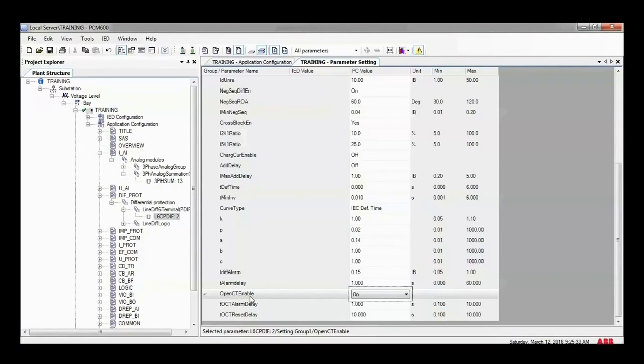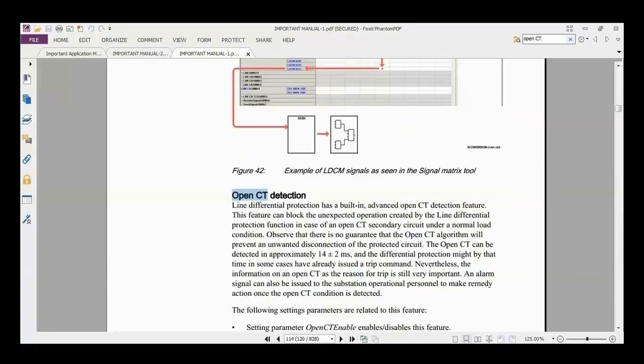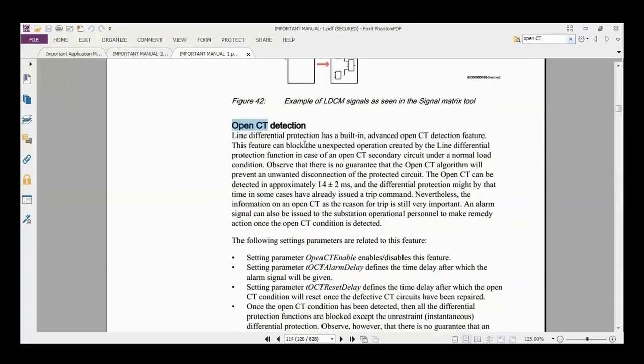Now you're telling me, how is the voltage? Well, there is no current at all. But this dropped to 0, and the other phases will see this. Where do you find this? OpenCT, it told you that line differential has a built-in advanced OpenCT detection feature.